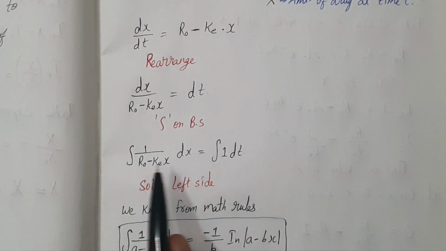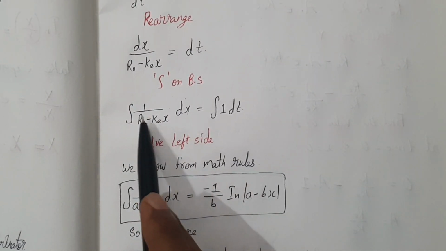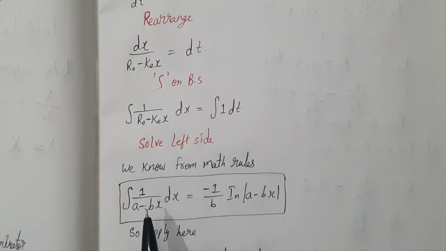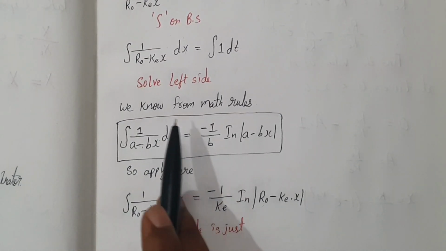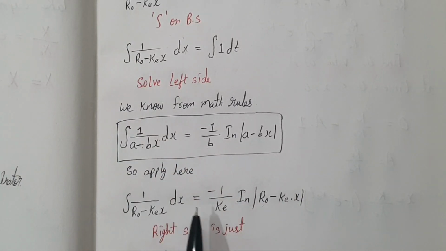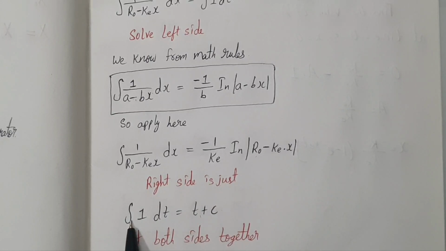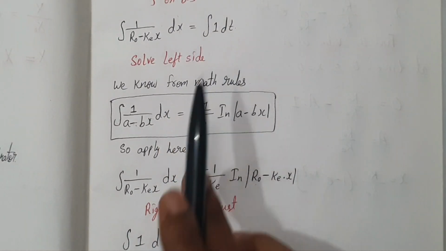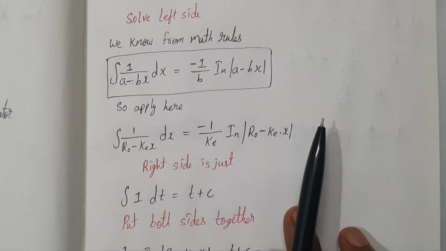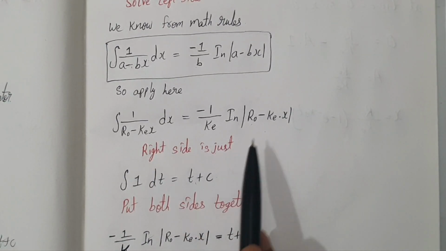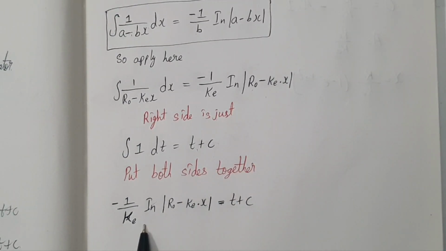Then we apply integration on both sides. We solve the left hand side first, which is in the form of this formula, and after applying it, it becomes this form. The right hand side is just the integration of 1 dt, which becomes t plus C, where C is the integration constant. Combining these two equations gives this.